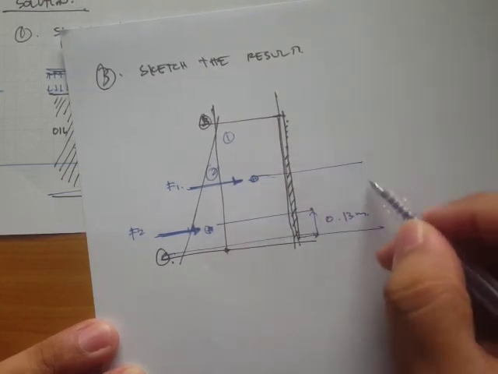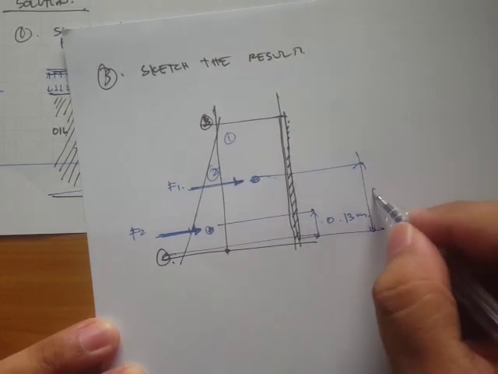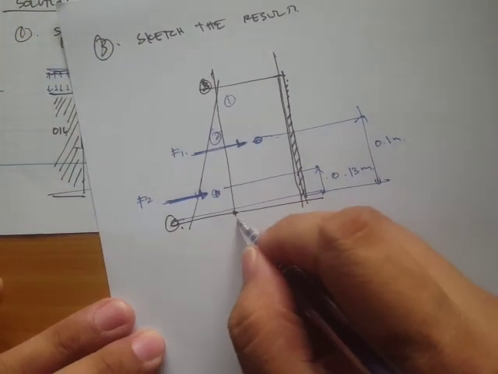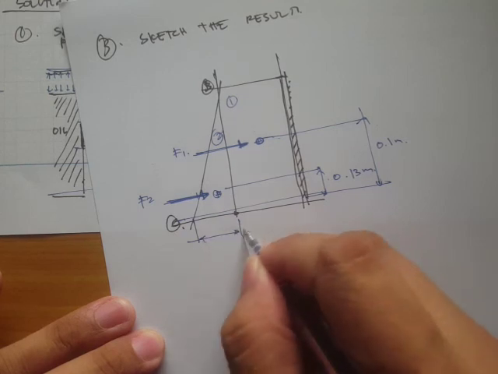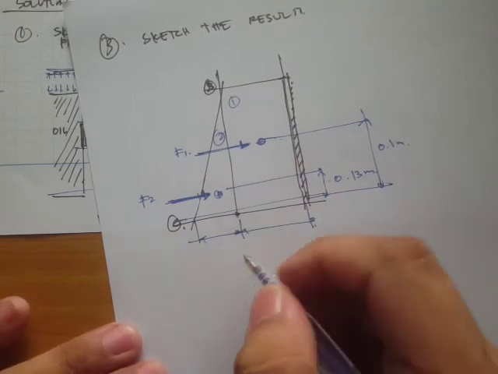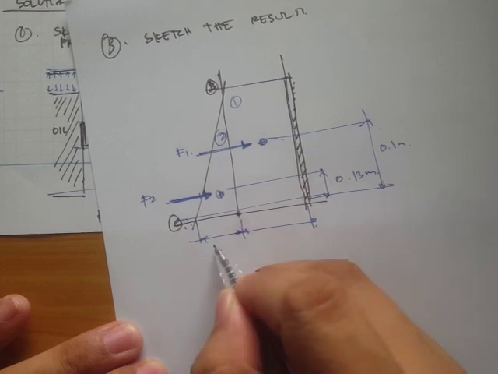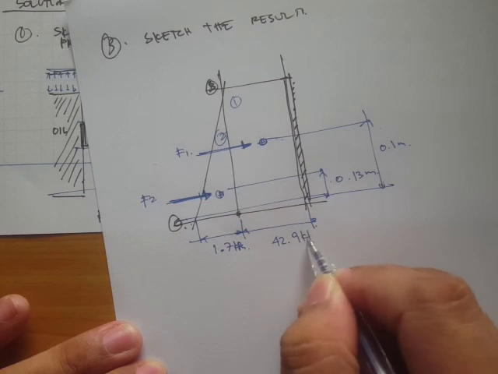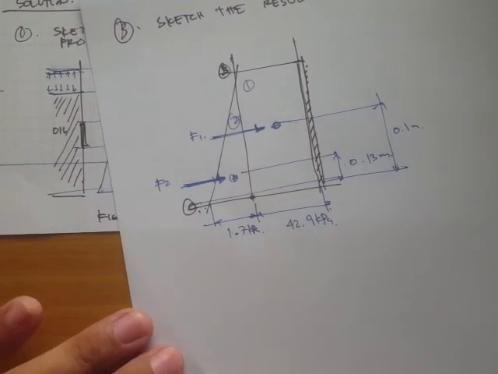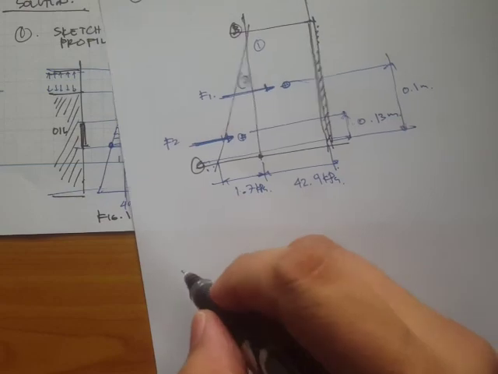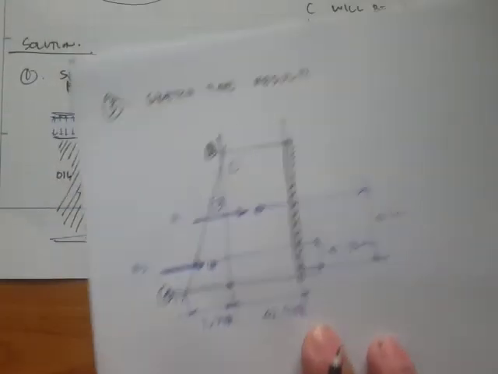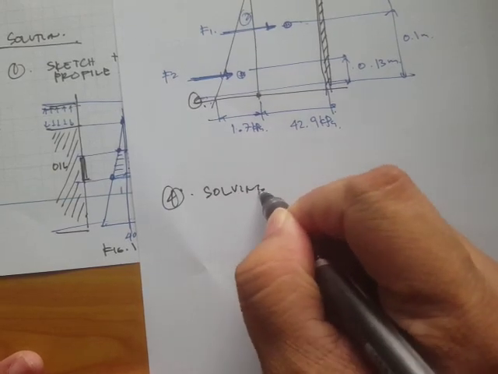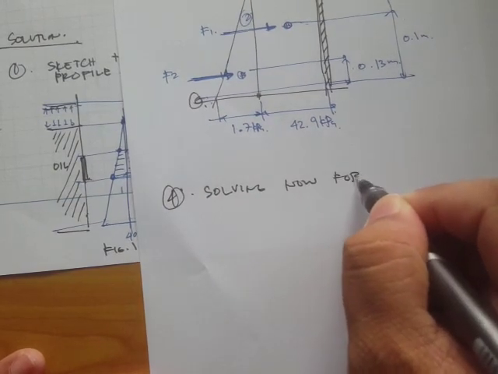And this one, that's just 0.1 meters. Okay, so for the pressure axis, this is PC minus PB, which is 1.7 kPa, and this one is 42.9 kPa. Okay, so that's step number 3. Now step number 4, solving now for the forces.